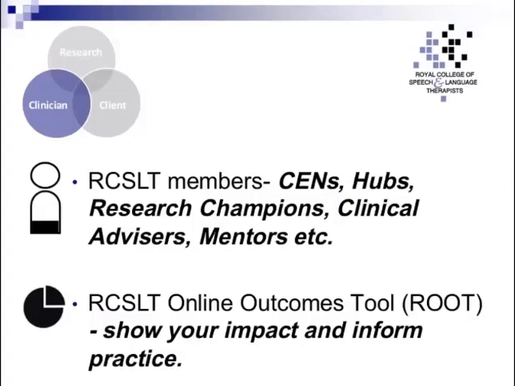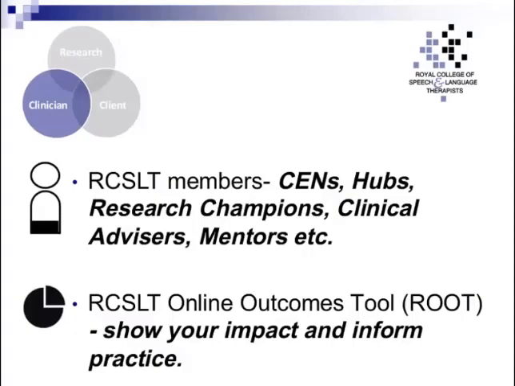Another crucial part of supporting you to share clinical expertise is the different kinds of groups and networks that the RCSLT facilitates. So this includes SENDs and hubs, which you're probably familiar with. But also there are specialist groups such as the Research Champions, which we'll hear a little more on later from Anna, but also mentors and access to clinical advisors via the RCSLT.